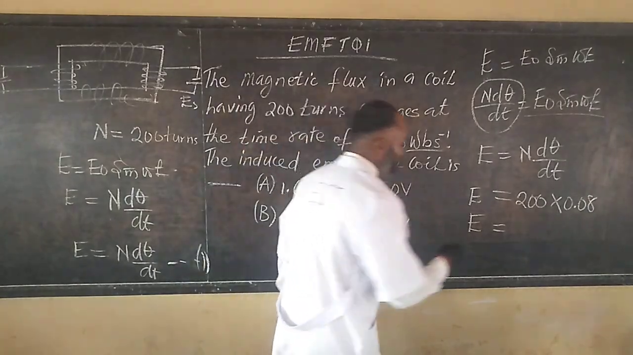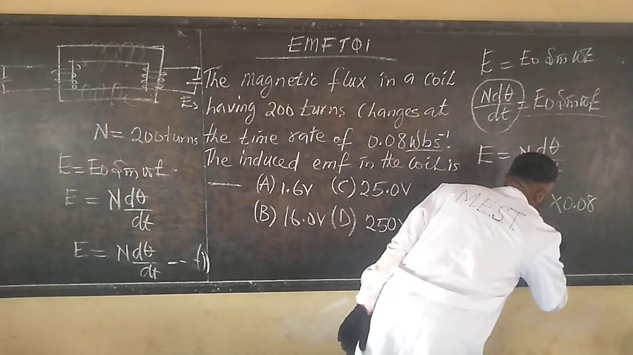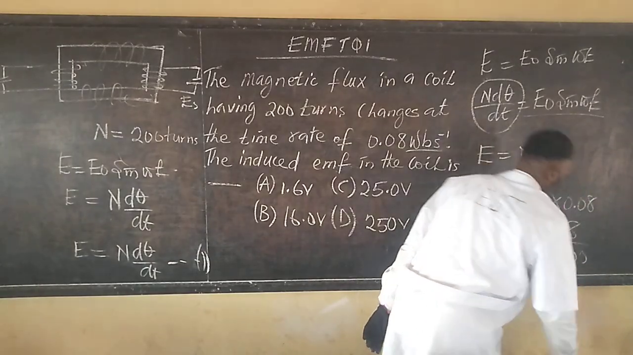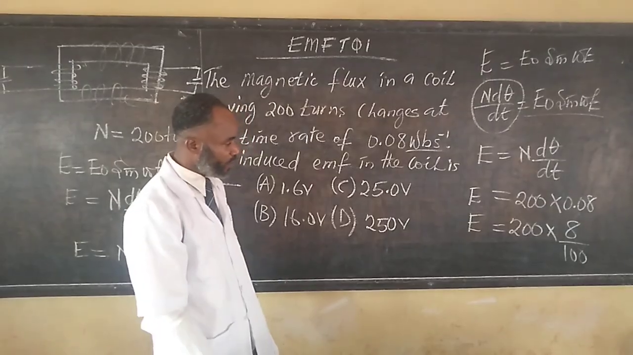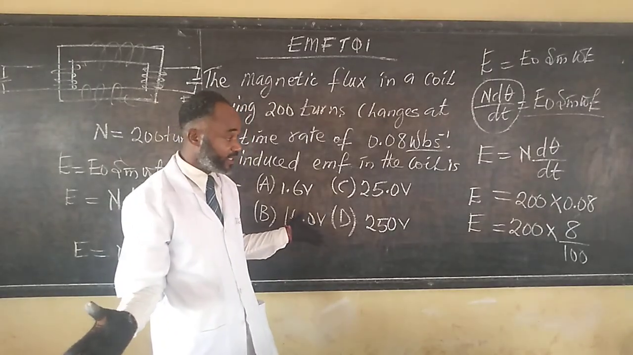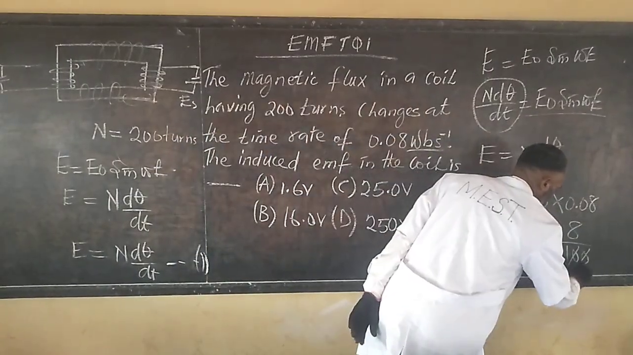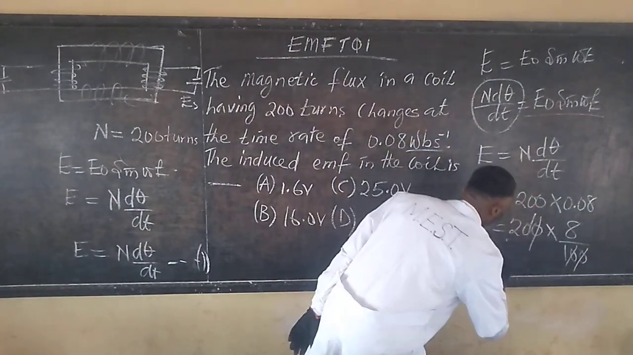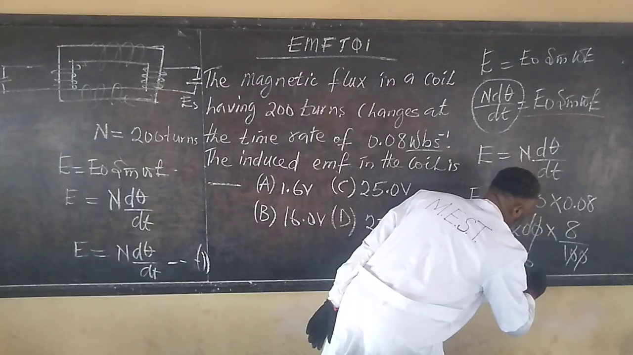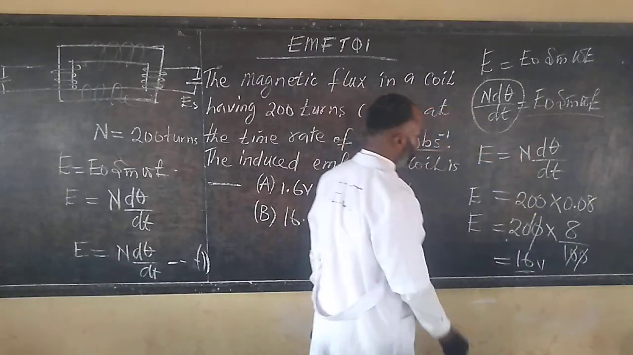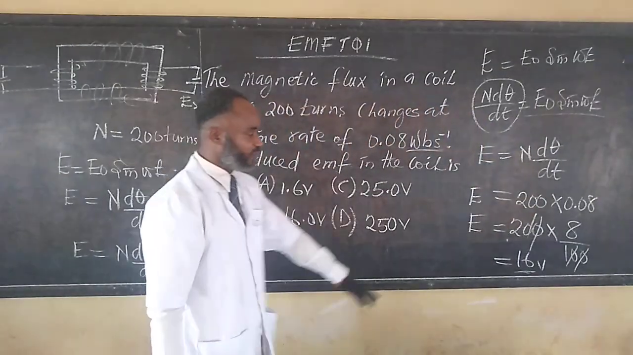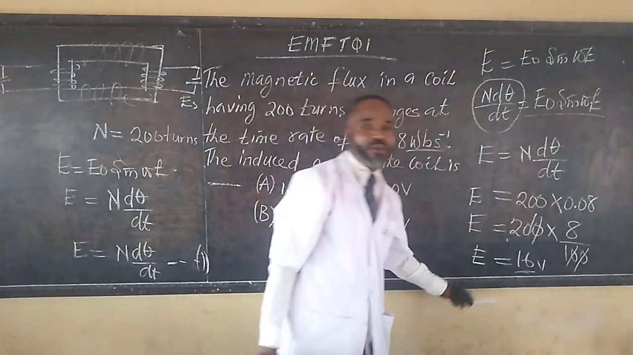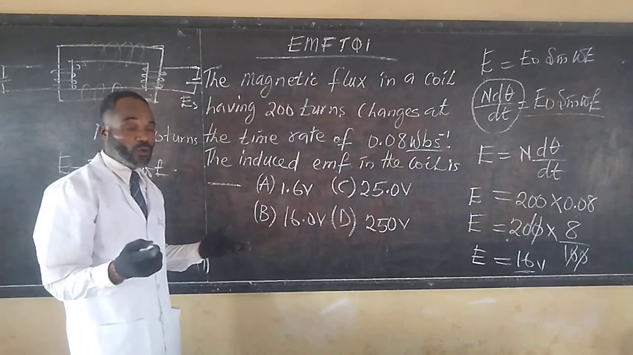So we maintain 200 times, over this it becomes 8 all over 100. What next? We cancel out wisely. Zero, zero cancel out. 2 times 8 is definitely going to be 16. And that is 16 volts. So if we check very well, that's E. The induced EMF is 16 volts.